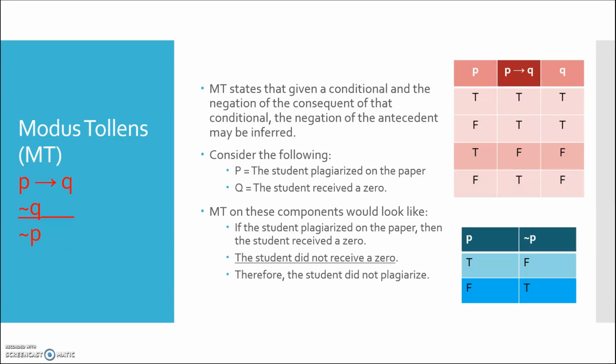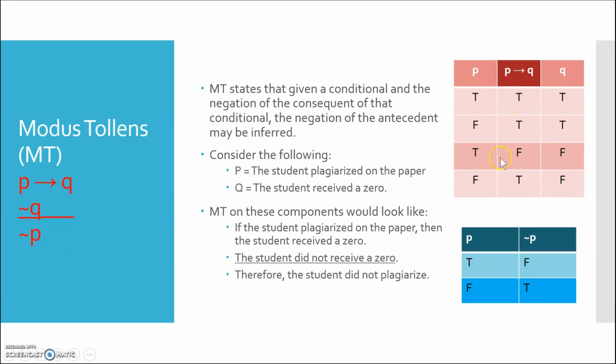The next rule we'll be looking at is modus tollens, which also is concerned with conditional statements. Modus tollens, usually abbreviated as MT, states that given a conditional and the negation of the consequent of that conditional, the negation of the antecedent may be inferred.